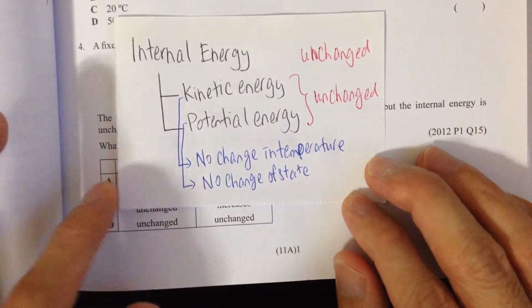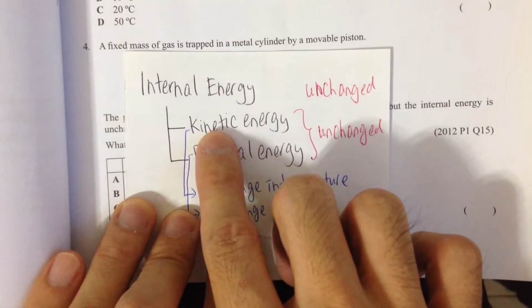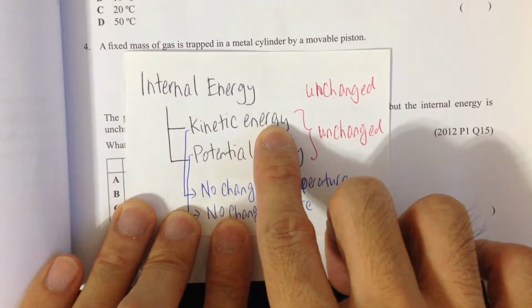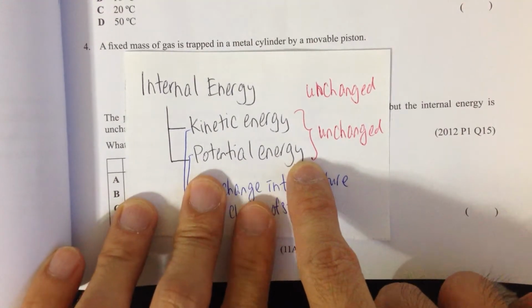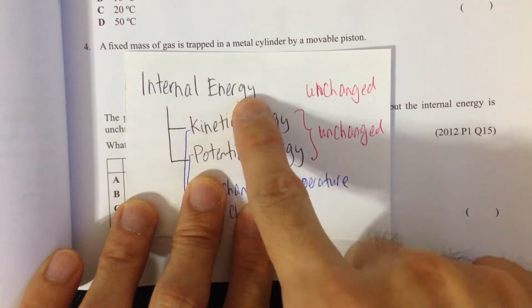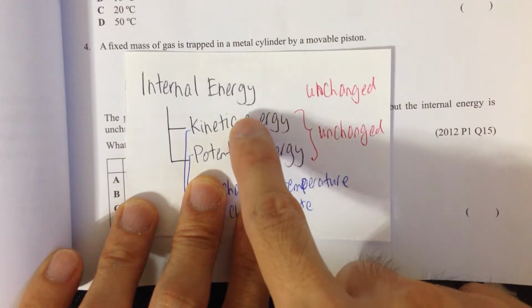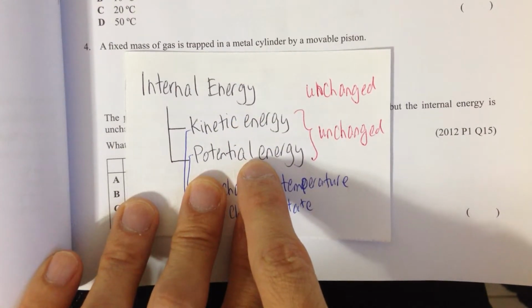What is internal energy? So internal energy, as we know it, refers to the sum of the kinetic energy of the molecules as well as the potential energy. Now we know that these two are unchanged. The internal energy is unchanged. So that means that both the kinetic energy and the potential energy are both unchanged.